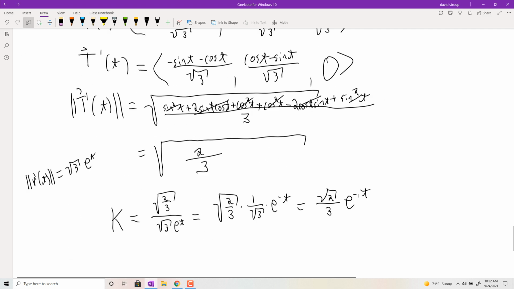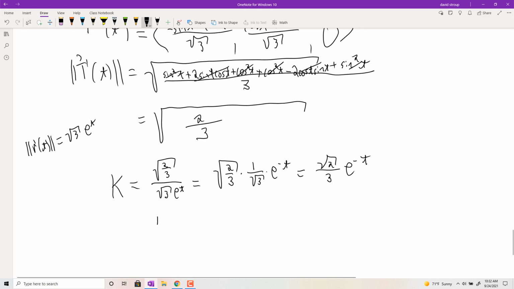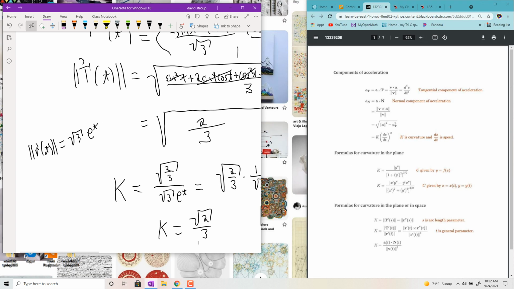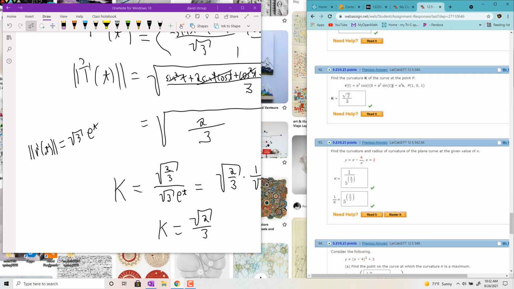And then we're evaluating at 0, so kappa at 0, I hope, would be root 2 over 3. We'll see. Drum roll. Root 2 over 3. Yeah, so, okay.